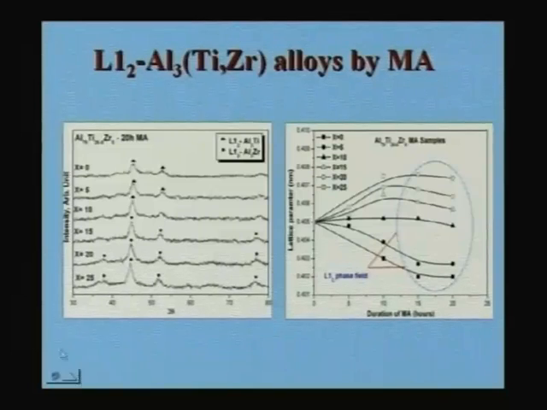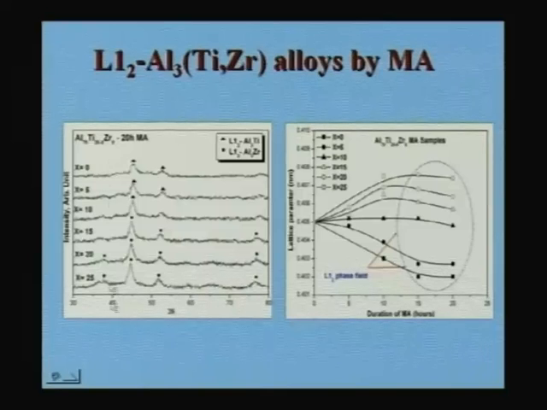So you can see here that if I take an aluminum, titanium, zirconium type of ternary mixture, 75% aluminum, 25 minus X titanium and X zirconium, and keep on varying the amount of zirconium, when zirconium is 0, it is Al3Ti. When the zirconium is 25, it is Al3Zr.